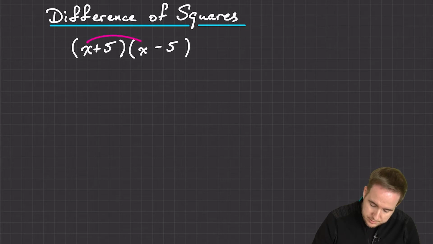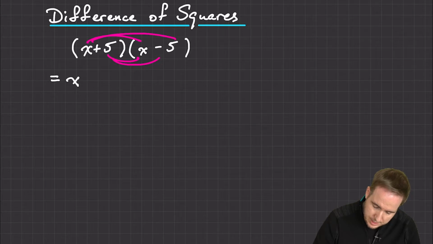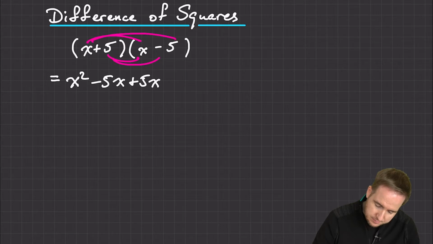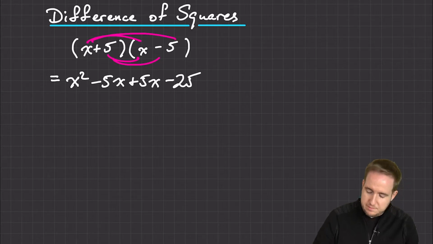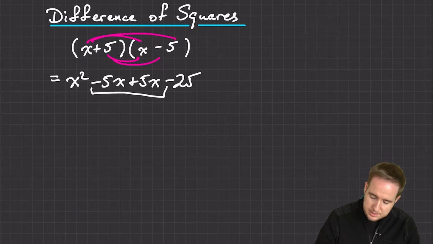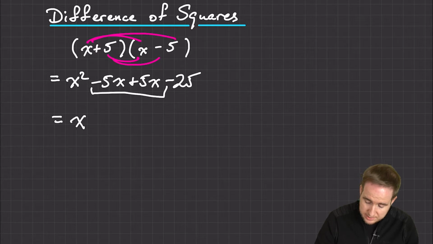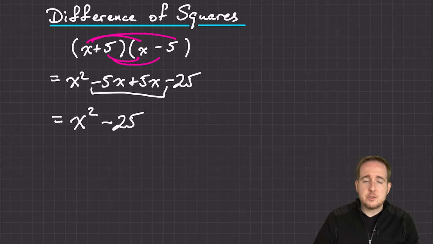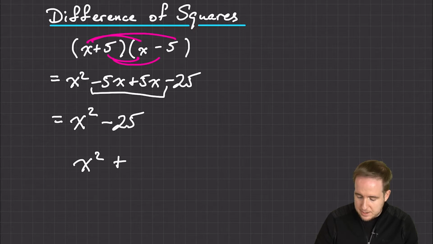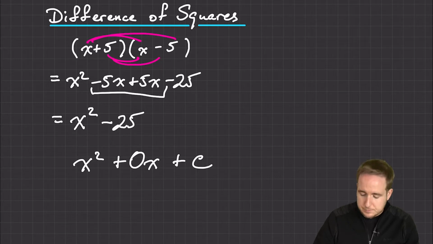When I go to distribute this, expand it out, this is x squared minus 5x plus 5x, and 5 times minus 5 is minus 25. The two like terms in the middle this time are weird because minus 5x plus 5x is nothing. So this is x squared minus 25. So this is a special kind of trinomial, which is really x squared plus 0 x's plus some number.